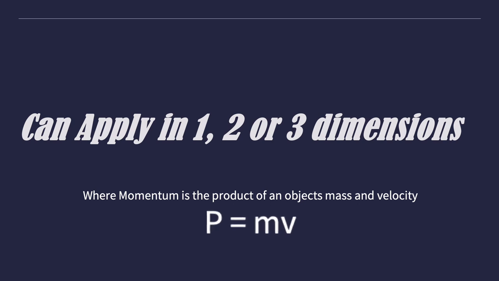Momentum is defined as the product of an object's mass and velocity. So that means you take the mass of the object, you multiply by its velocity, you have its momentum at that given time.